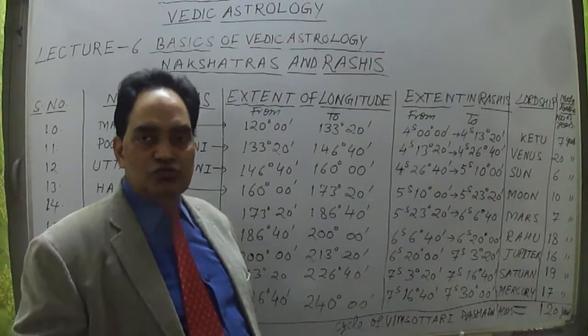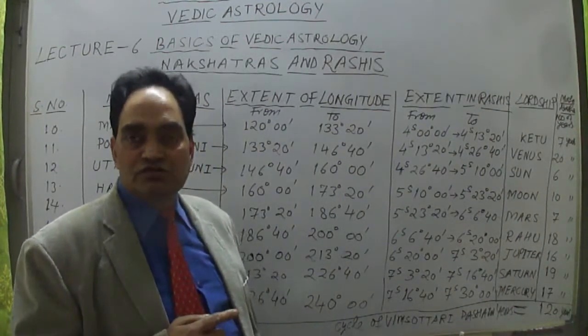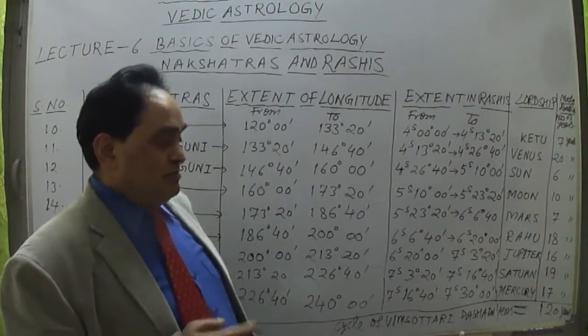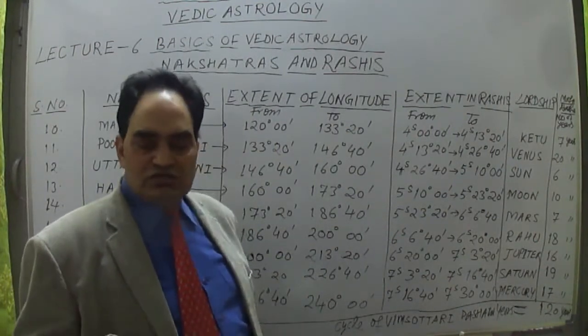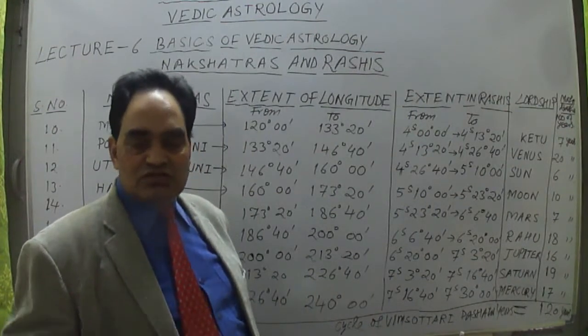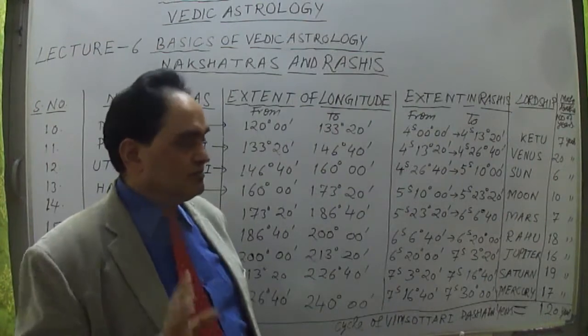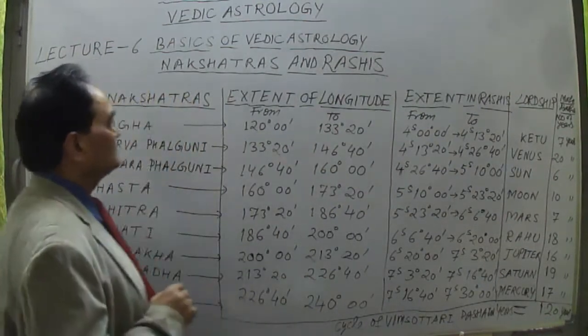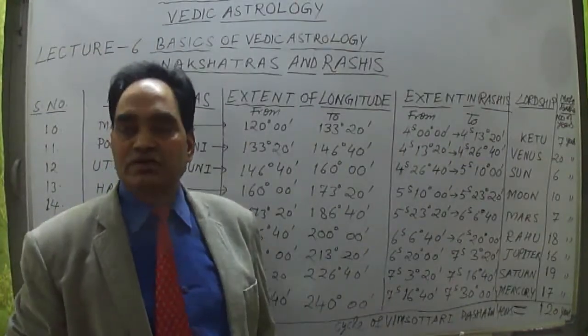With the help of those four quarters, we can calculate the time period of that particular nakshatra. The Moon is falling in the nakshatra of which planet? The owner of that nakshatra's planet will give the major period. So in this process, we have just taken nakshatras and the Rashis, which are very important.